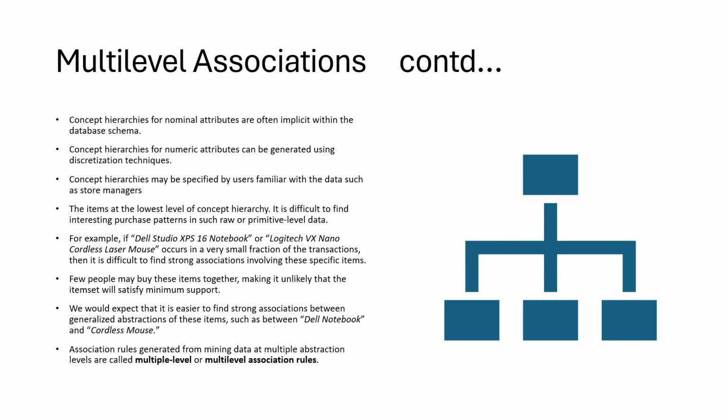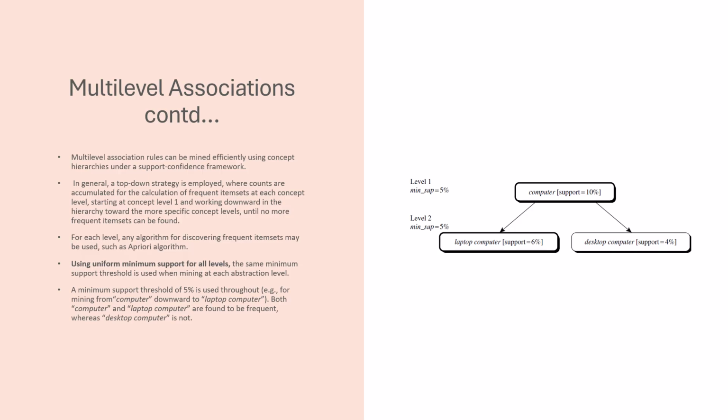Association rules generated from mining data at multiple abstraction levels are called multiple-level or multi-level association rules. These multi-level association rules can be mined efficiently using concept hierarchies under a support-confidence framework. In general, a top-down strategy is employed, where counts are accumulated for the calculation of frequent itemsets at each concept level, starting at concept level 1 and working downward in the hierarchy toward the more specific concept levels, until no more frequent itemsets can be found. For each level, any algorithm for discovering frequent itemsets may be used, such as the Apriori algorithm.